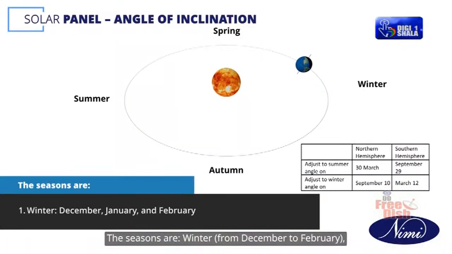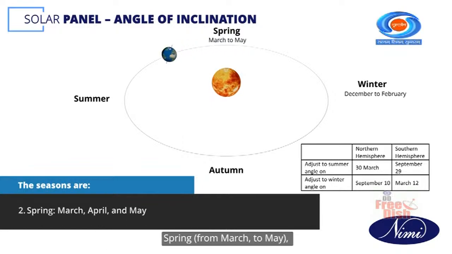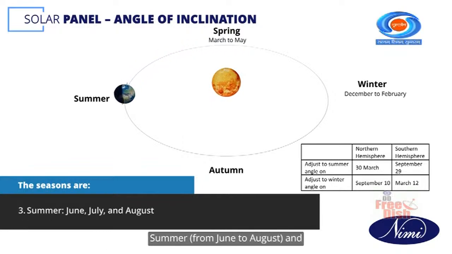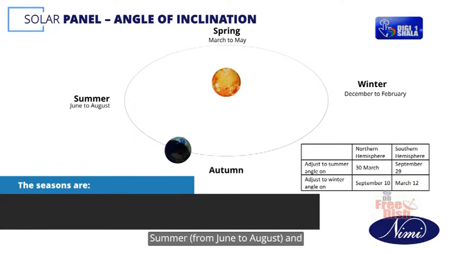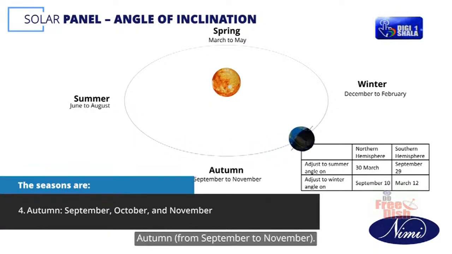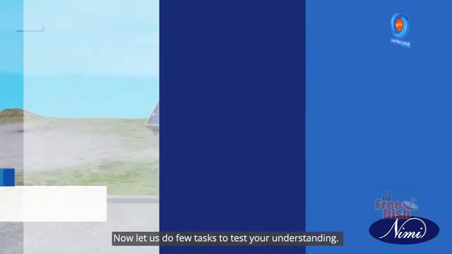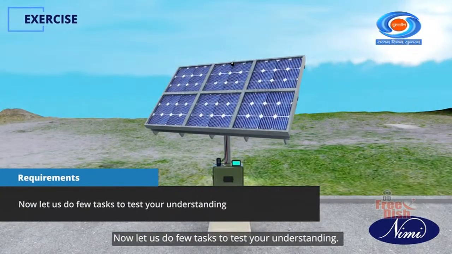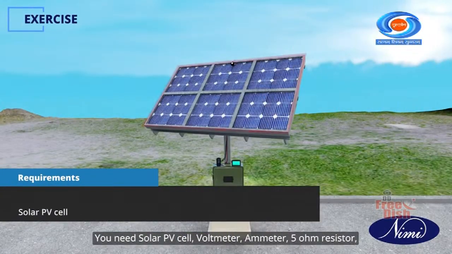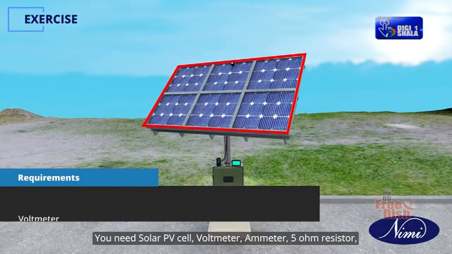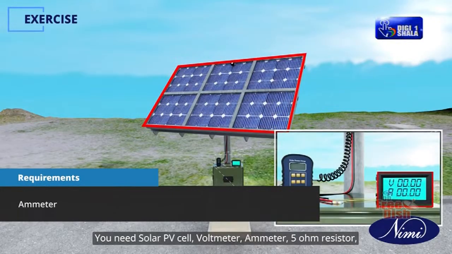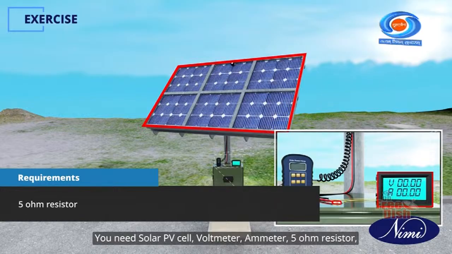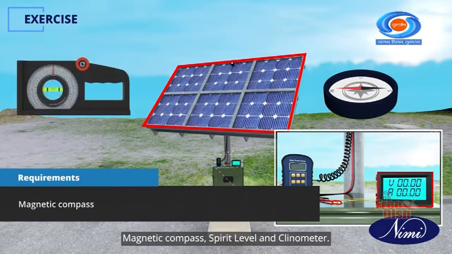The seasons are winter from December to February, spring from March to May, summer from June to August, and autumn from September to November. Now let us do few tasks to test your understanding. You need solar PV cell, voltmeter, ammeter, 5 ohm resistor, magnetic compass, spirit level, and clinometer.